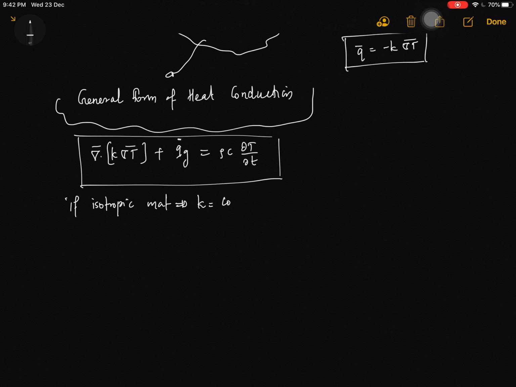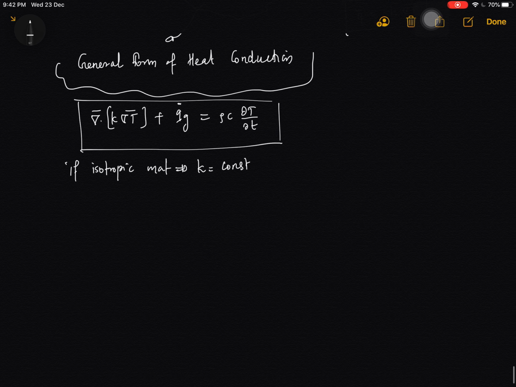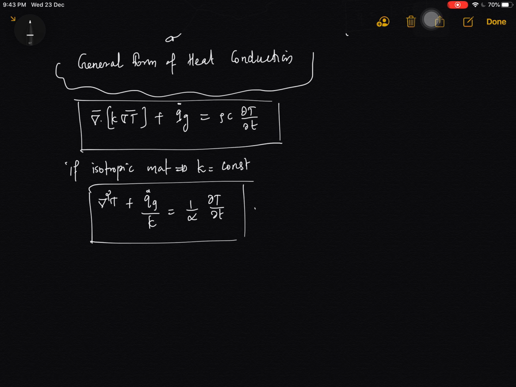And if we are provided with some isotropic material in which the thermal conductivity is constant in every direction, we can write the general form of heat conduction equation as del square T plus Q dot G by K will be equal to 1 by alpha dot T by dot t, and this equation is called the Fourier-Biot equation.